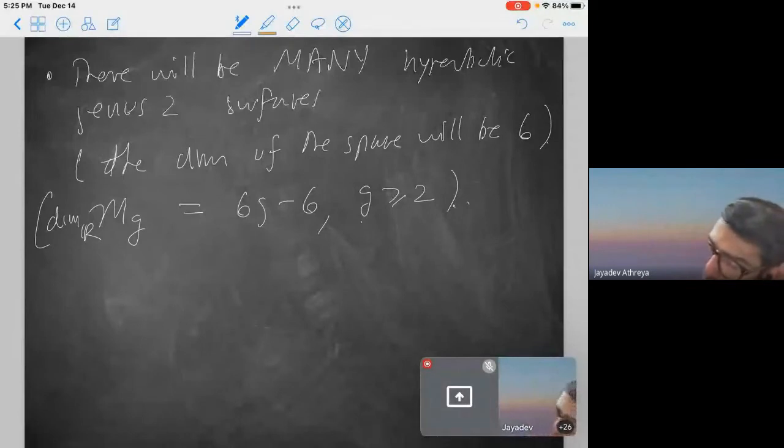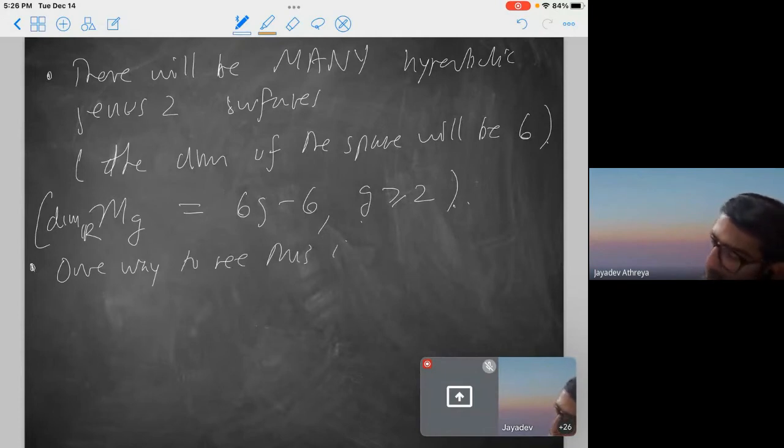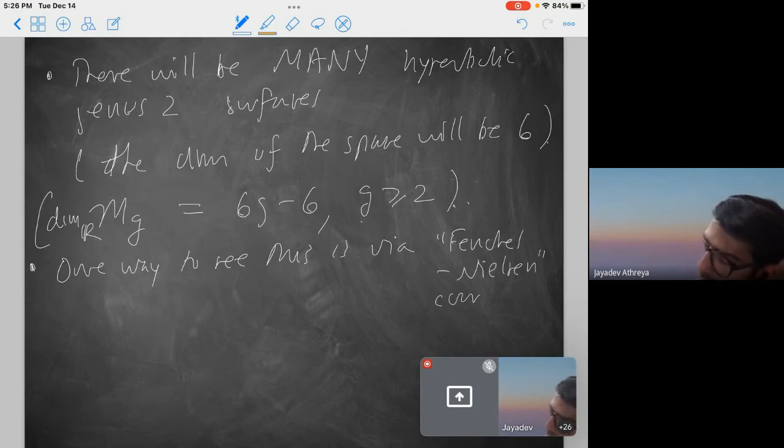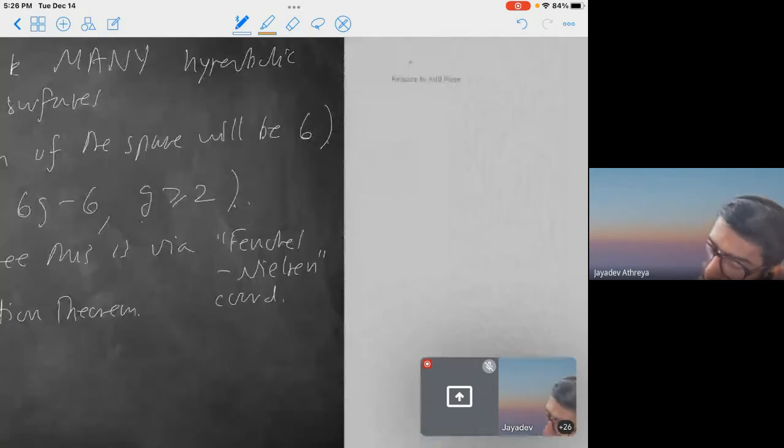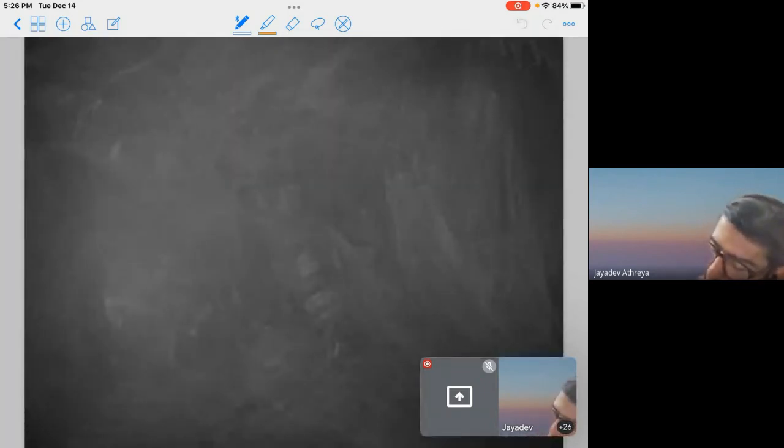And I'm going to show you a little bit. So one way to see this is via what are called Fenchel-Nielsen coordinates. And I'll talk a little bit about this in a minute. But I also want to talk about the uniformization theorem. I'm not going to try and prove it. That would take a whole semester, but I want to at least try and show you how it shows up in this situation. So we start with, so maybe I'll start with an observation.